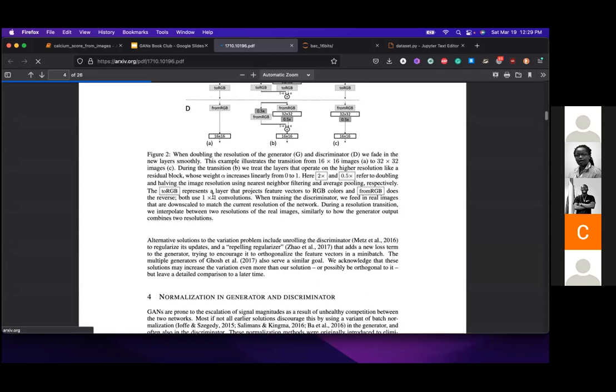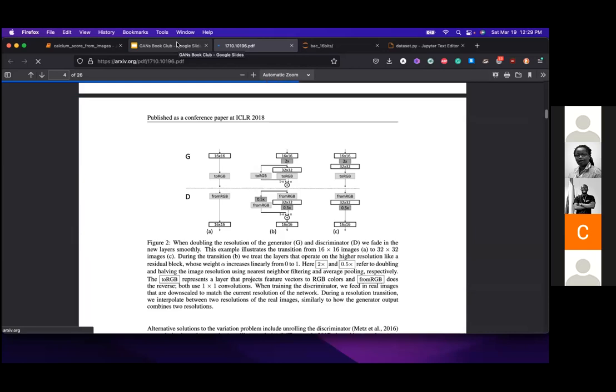So imagine that we are creating a large image, a 1024 by 1024 image. Going by the usual standards of GANs, you take a random point in space, which is noise, and the generator tries to create a 1024 by 1024 image. The discriminator tells whether it's real or fake, and this 1024 by 1024 image changes such that it is realistic in nature. That is what GANs are.